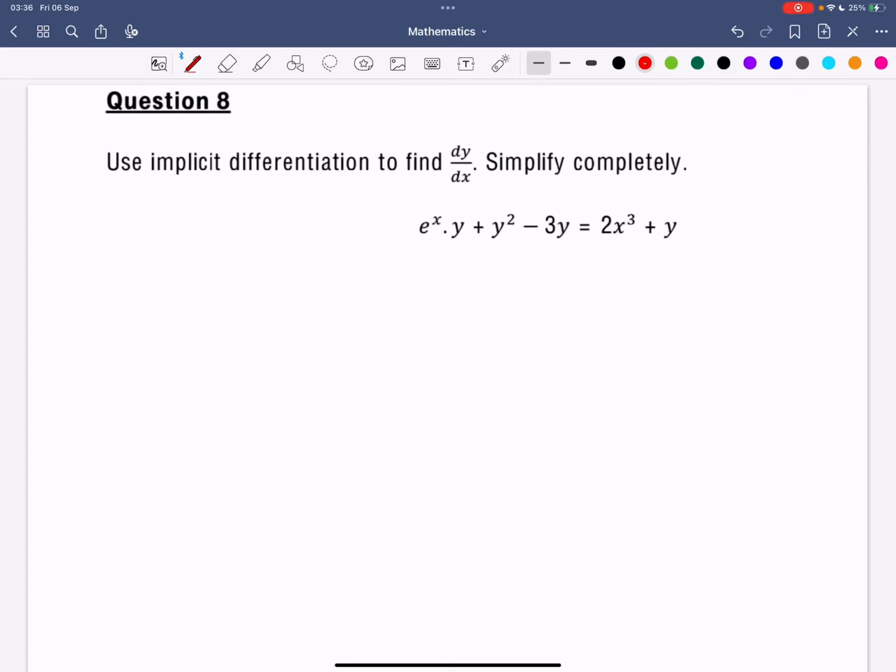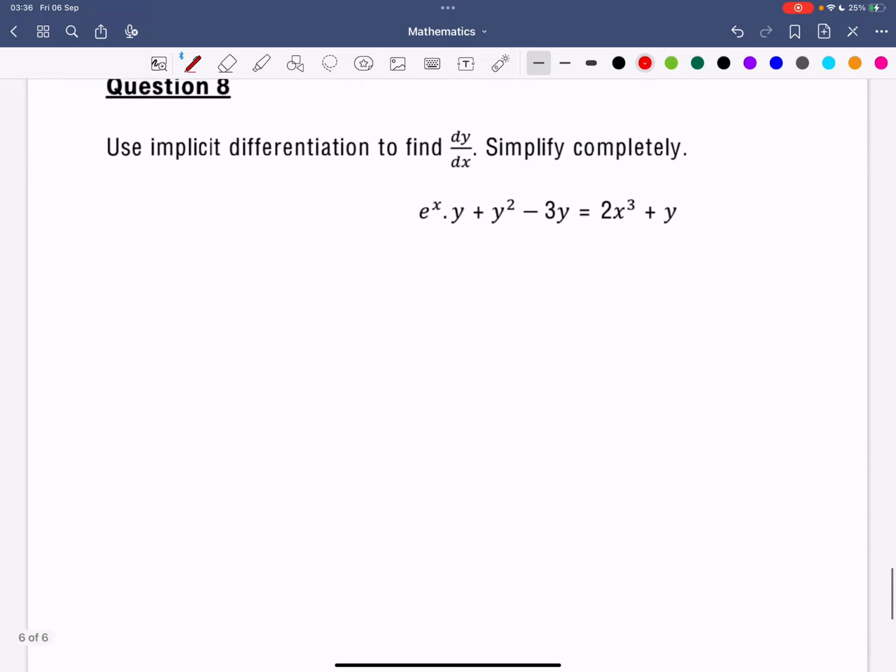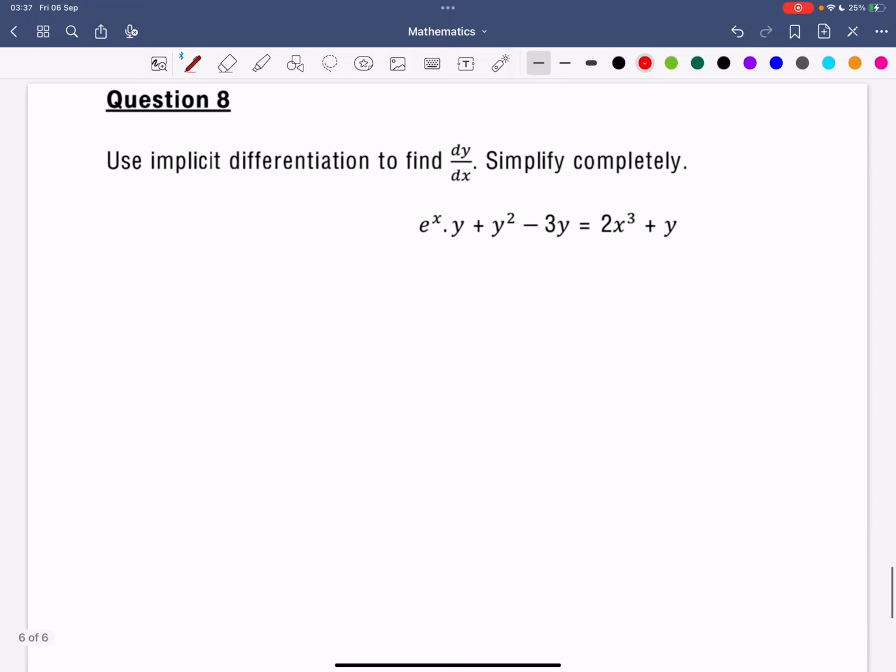In this problem, we're required to find dy over dx using implicit differentiation. What you notice here is that you have y on both sides, and you need to be able to apply differentiation rules in order to find dy over dx. So step number one, we're going to show that we're going to differentiate on both sides.